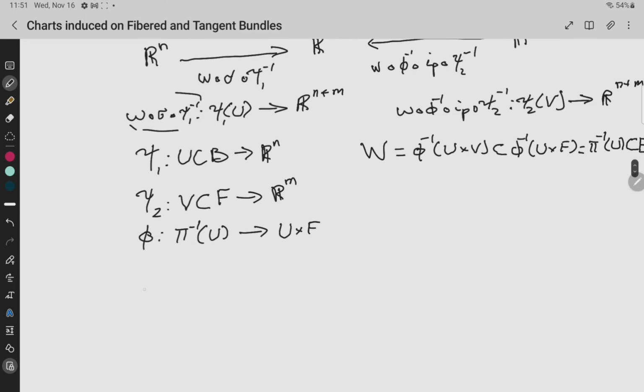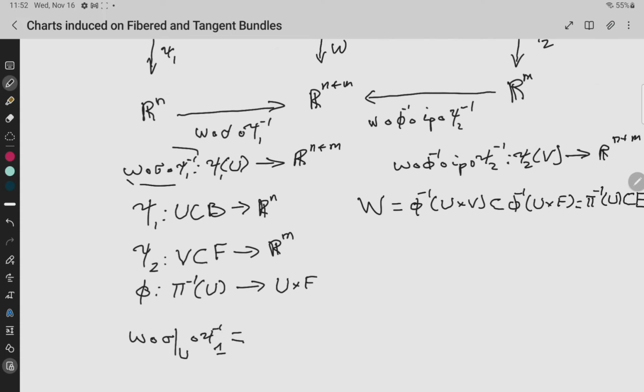All right, so we're going to work on omega composite sigma and psi 1 inverse. But we're going to restrict that function, the section, to just the domain U. So this is going to be mapping from Rn into Rn plus m. So remember, psi 1 of U into Rn plus m.